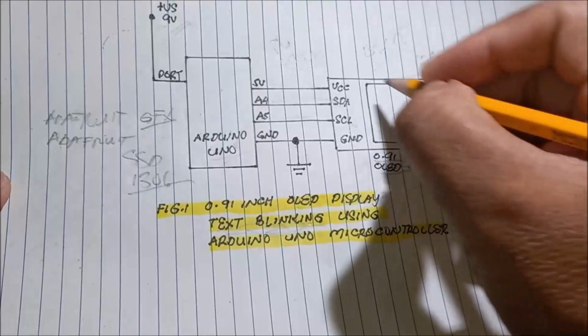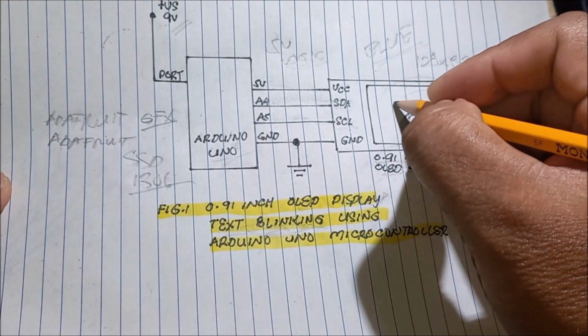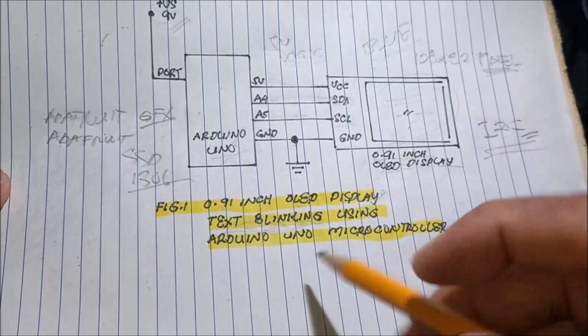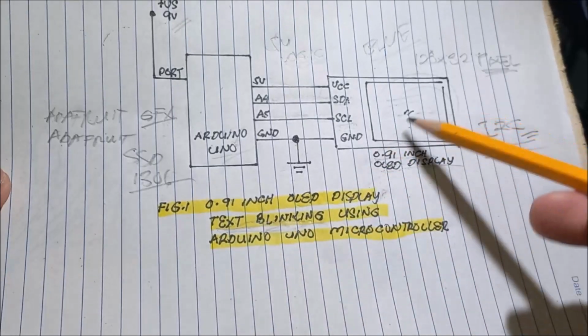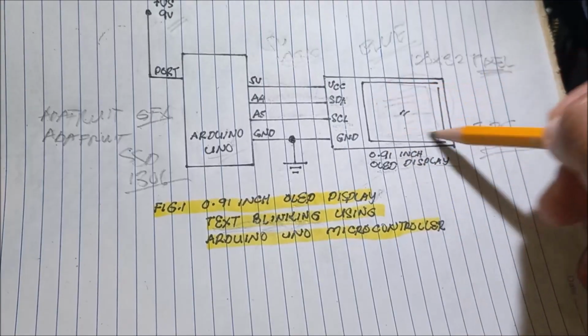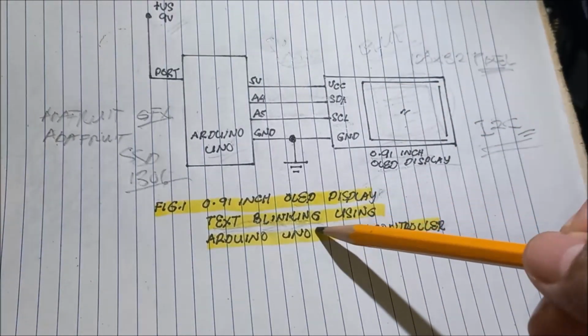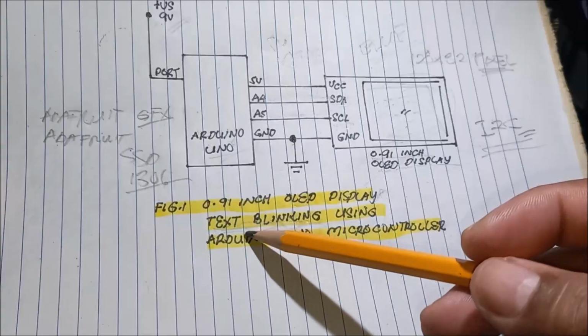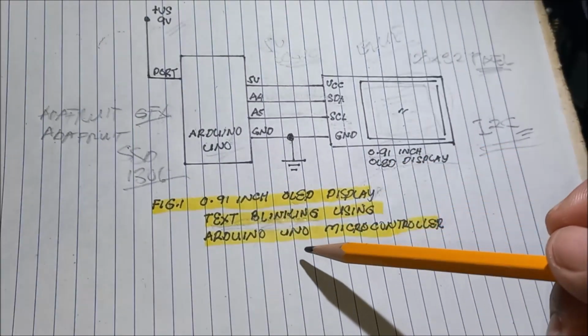So the output here is Tagalog Electronics, a continuous text blinking of the Tagalog Electronics, as we have seen on the screen. So that is the text blinking.